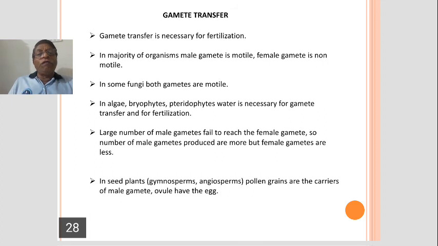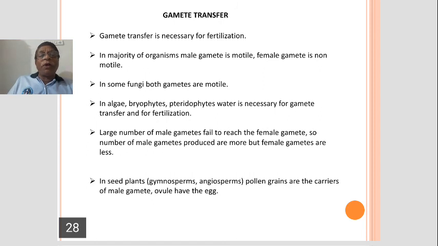In case of Chlamydomonas, the gametes formed are similar, isogametes. Both of them have cilia. You refer the diagram. Both male and female gametes have cilia. A very important point.